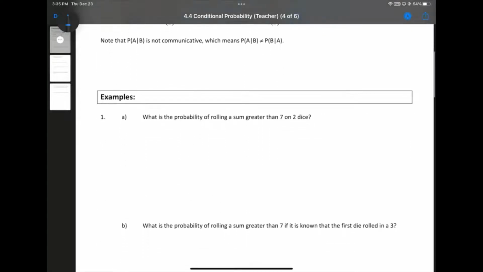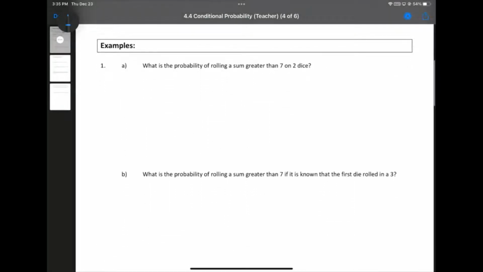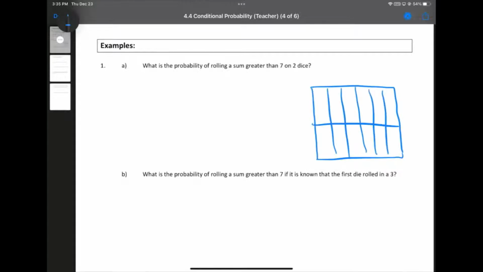Okay, so let's just try a couple examples and see how this actually works. What is the probability of rolling a sum greater than 7 on 2 dice? Okay, let's do the dice table. You guys may recall this from an earlier lesson. I'm going to just try to do it as quickly as I can. It's not going to be the prettiest, but it doesn't need to be. First roll is going to be a 1, 2, 3, 4, 5, or 6. Second roll is going to be a 1, 2, 3, 4, 5, or 6. And then the sums are going to be so on.